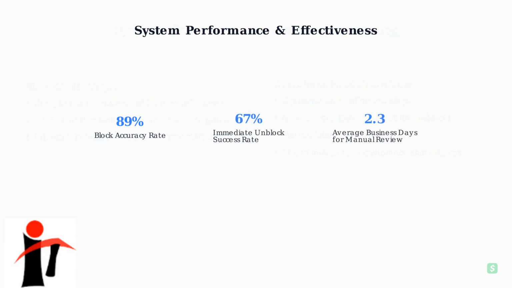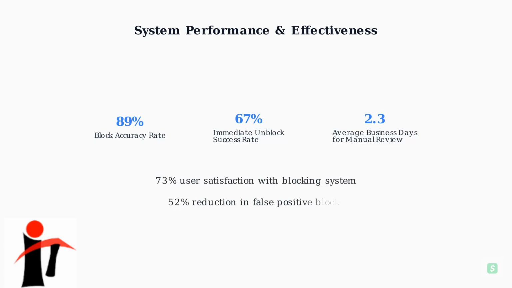Cash App's enhanced merchant management system demonstrates impressive effectiveness metrics. The block accuracy rate stands at 89%, meaning most automated blocks correctly identify genuine security concerns. User satisfaction with the current system reaches 73%, while false positive blocks have decreased by 52% compared to the previous year. This balance between security and usability represents a maturing platform.